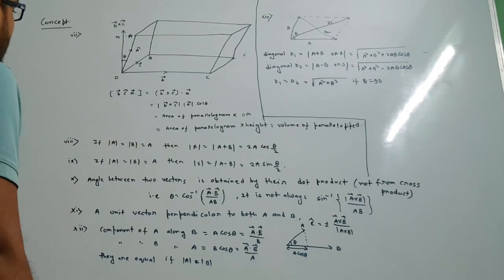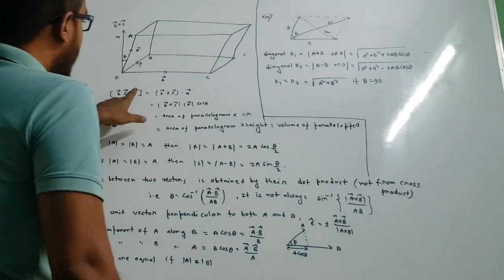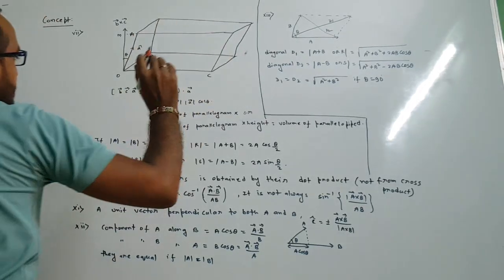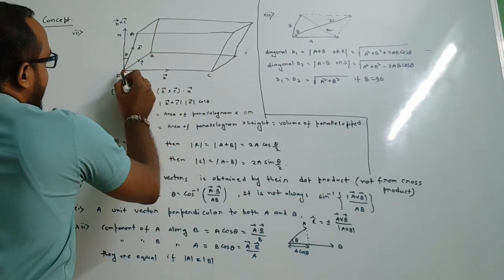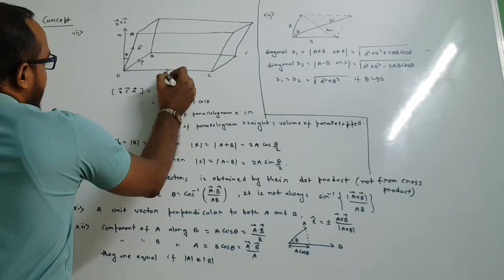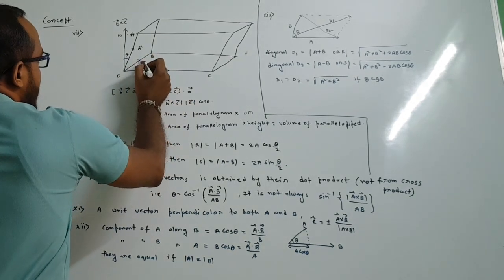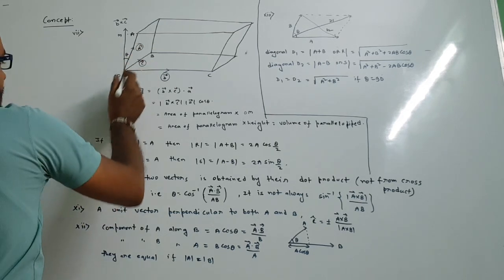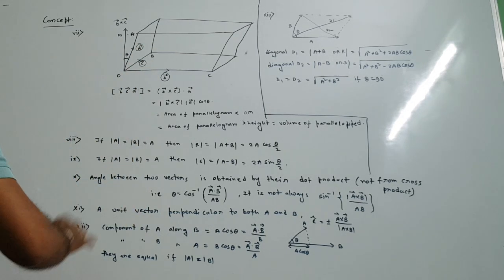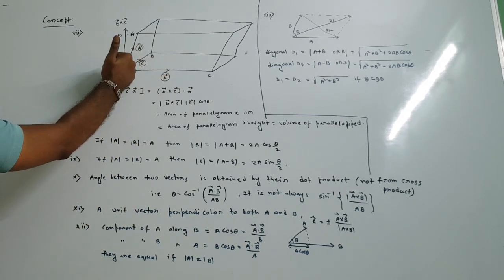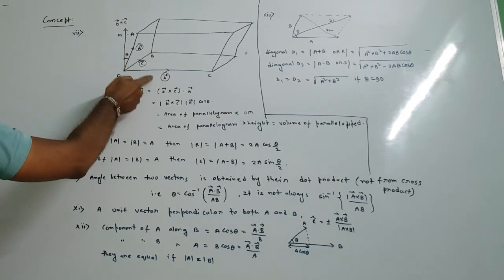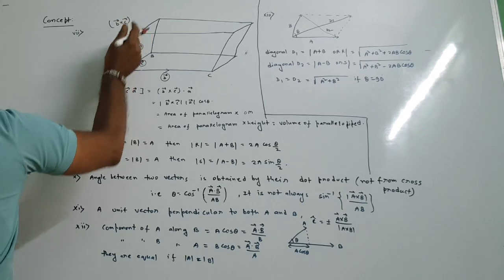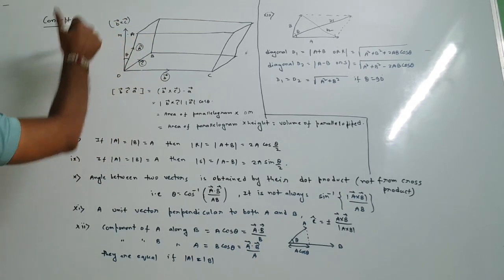Let us see the parallelepiped concept which we discussed in the last section. See, this is a parallelepiped. The vector along OC is B vector, along OB is C vector, and along OA is A vector. And we know that B cross C is perpendicular to both B and C. That is, B cross C is here, this vector.